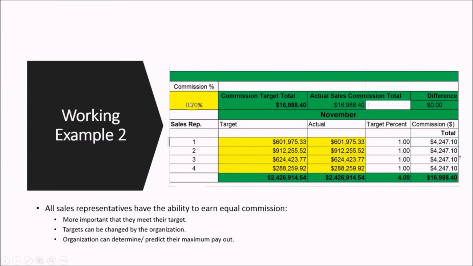Example 2, I maintain the commission percent because I wanted to let you see, if everybody made theirs, what would be the overall total, and what would that mean?